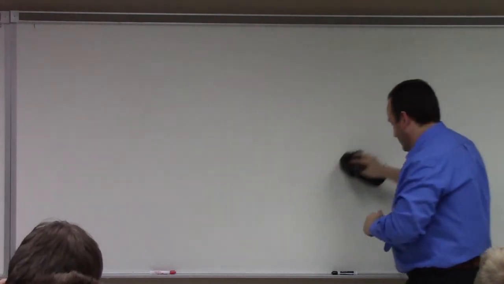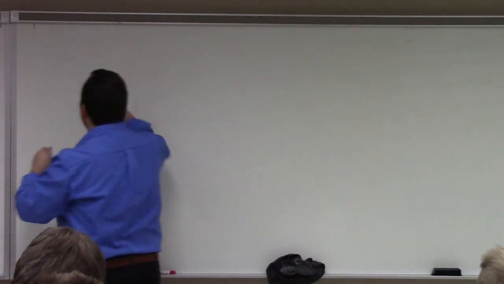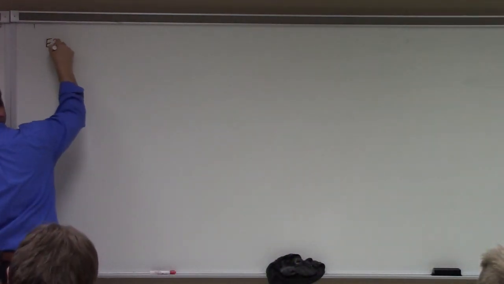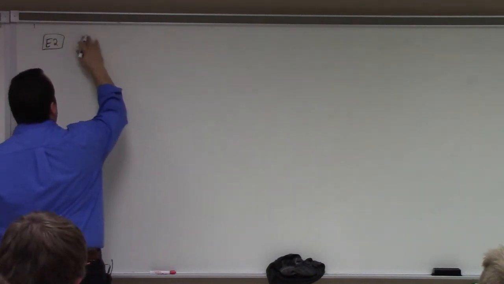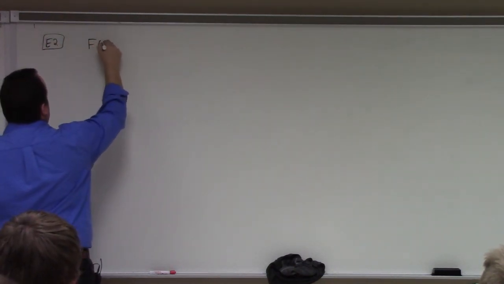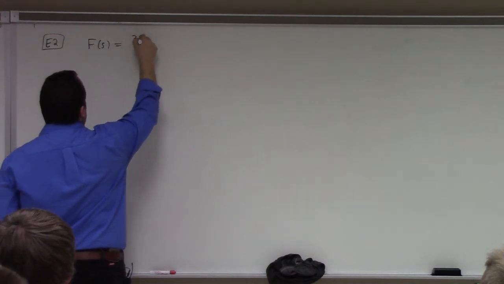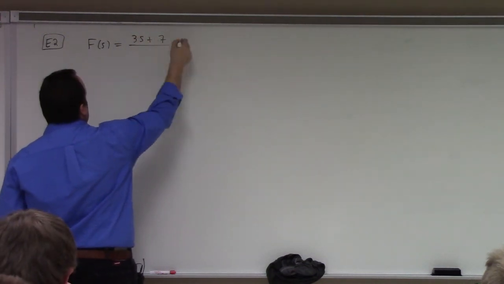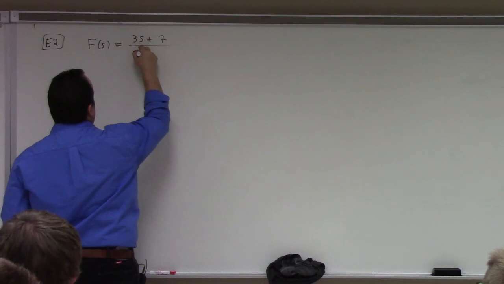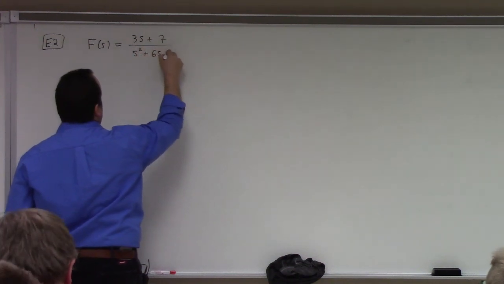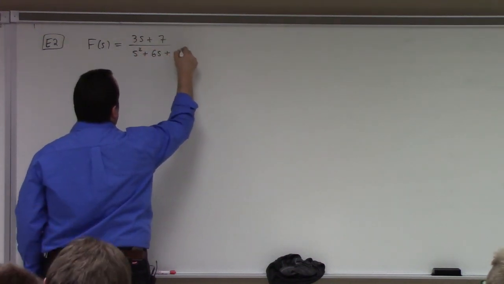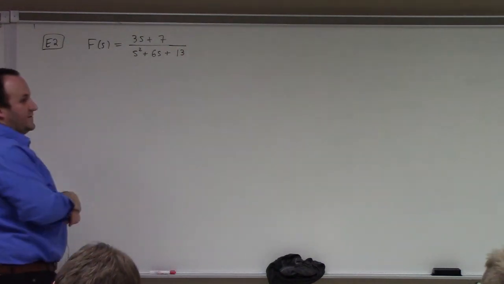If I'd been smarter, I would have started with these. All right, so F of s equals 3s plus 7 divided by s squared plus 6s plus, let's say, 13. Find the inverse Laplace transform.